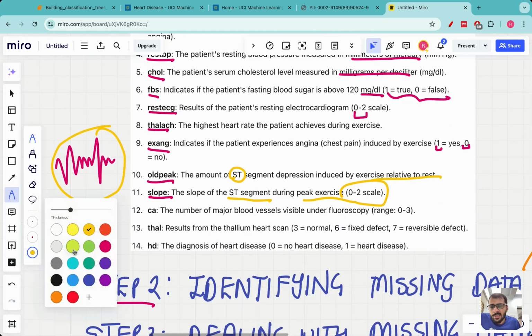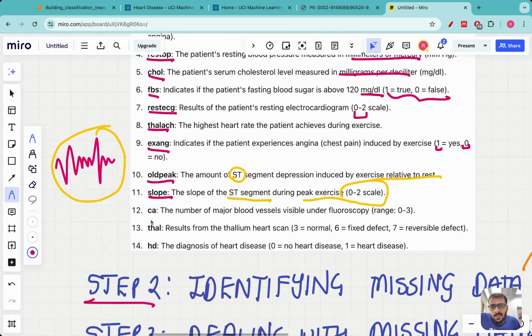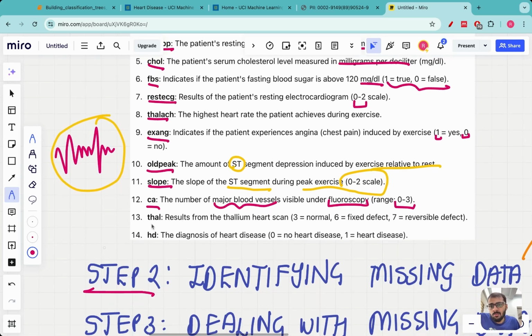Then we come to the next variable, which is CA. So CA is the number of blood vessels which light up under fluoroscopy. When the fluoroscopy is conducted, we check how many major blood vessels light up, and it has a scale of 0 to 3. The next variable is thal, which is the result from the thallium heart scan. If 3, it's normal. If 6, it means fixed defect. If 7, it means reversible defect.